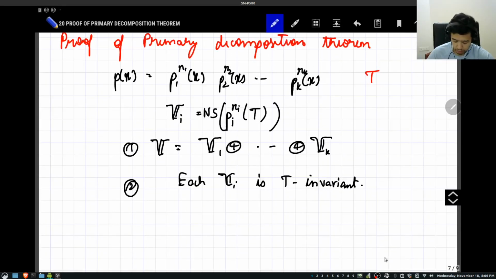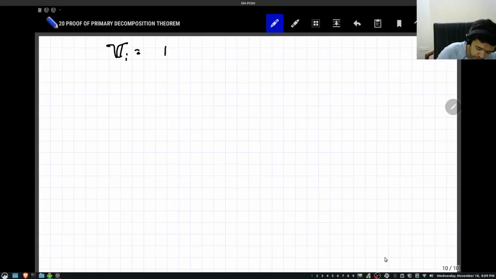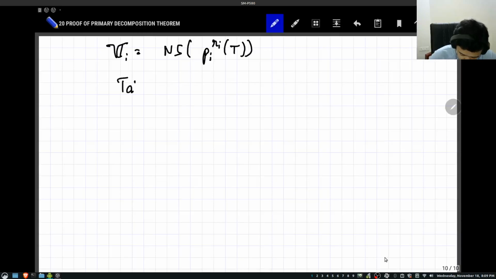So that was the first part of the theorem, that V can be written as a direct sum of these subspaces. But what we also want to show is that each Vi is T invariant, right? So if Vi is the null space of Pi raised to Ri of T, then each Vi is also T invariant. The reason why this is true is because now take any vector v which is in Vi. What we want to show is that Tv is also in Vi, right? So Tv is in Vi only if Tv is also in the null space of Pi raised to Ri of T. So let's look at Pi raised to Ri of T times Tv, right?